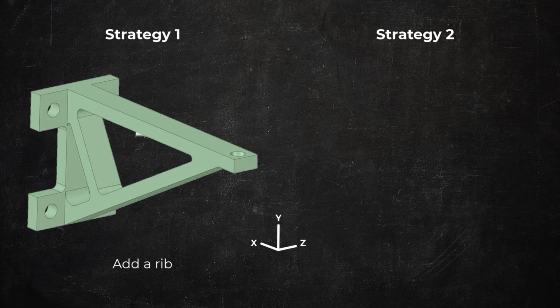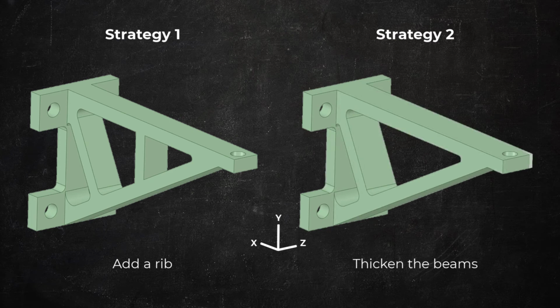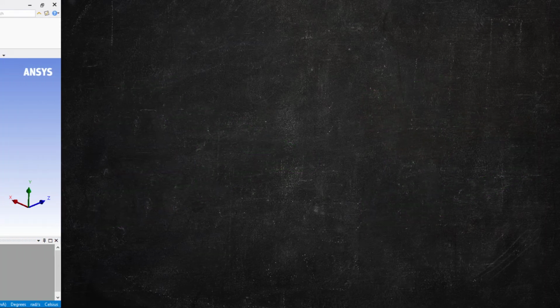Strategy 1 is to add a rib linking the top and the bottom beam where large strain energy density areas are. Strategy 2 is to simply increase the thickness of the top and bottom beam in Z direction. Which one is the right way to go with, or maybe both of them are good choices?